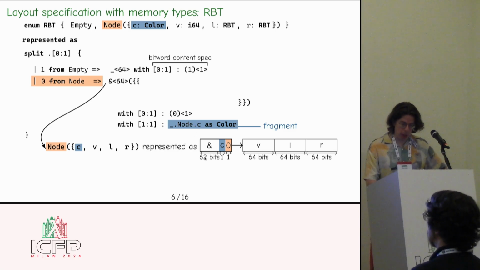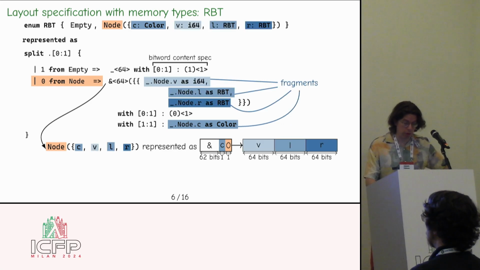Then we have the content of the pointer to look at, and it's going to work exactly like a struct. We are going to have several fields, 1, 2, 3, that correspond to the value, the left-hand side of the tree, and the right-hand side of the tree. So we are going to have 3 fragments to represent that.